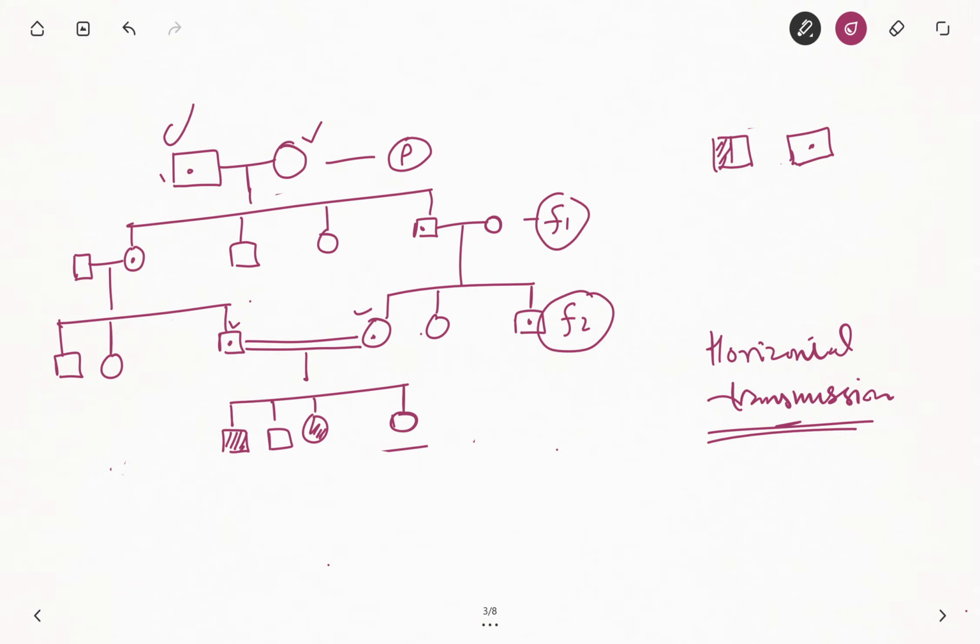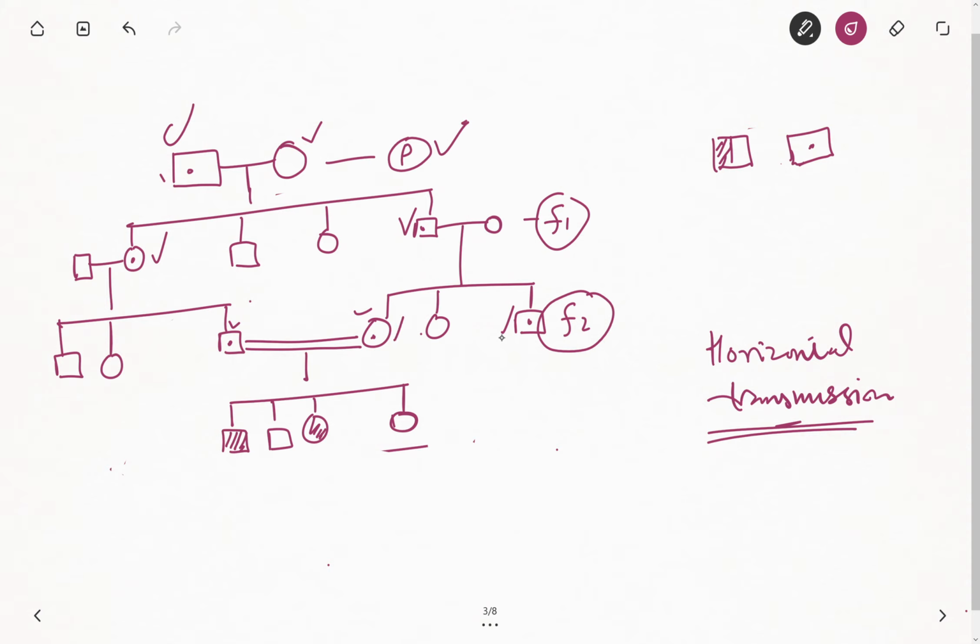So here you can see this generation, the P generation, does not have an affected individual, although a carrier is present in the form of the father. In the F1 generation, we don't see any affected individual here, but the carriers are there. And similarly, in the F2 generation, we also don't see an affected individual, but there are carriers.